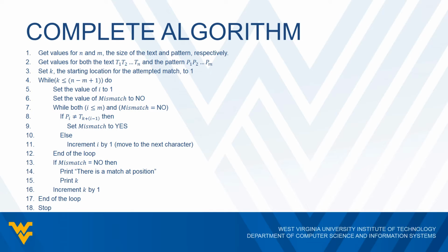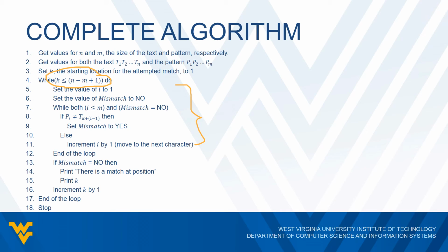So notice our condition is a little bit different. We have here, k is less than or equal to n minus m plus 1. So that takes care of our position, because we said before that the last position would be n minus m plus 1. So we set the value of i to 1. We handle our mismatch. So we are doing our character matching in this section right around here. So that takes care of comparing one character at a time. So once we're done with all that, we get out of that loop.